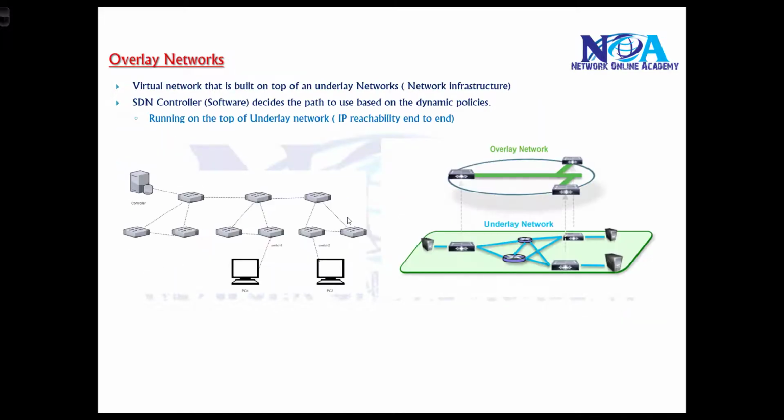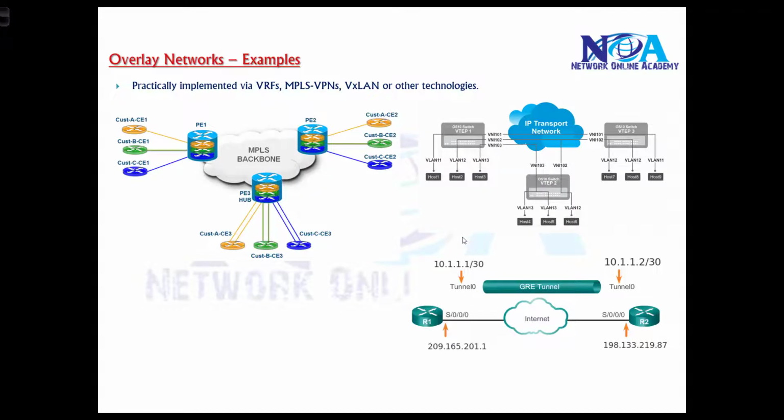Again, we need to understand that the underlay network has to be built in order to provide the overlay network communication. The virtual path or the virtual network must have an underlying network present. Now some of the examples we can use practically, like the concept of VRFs.